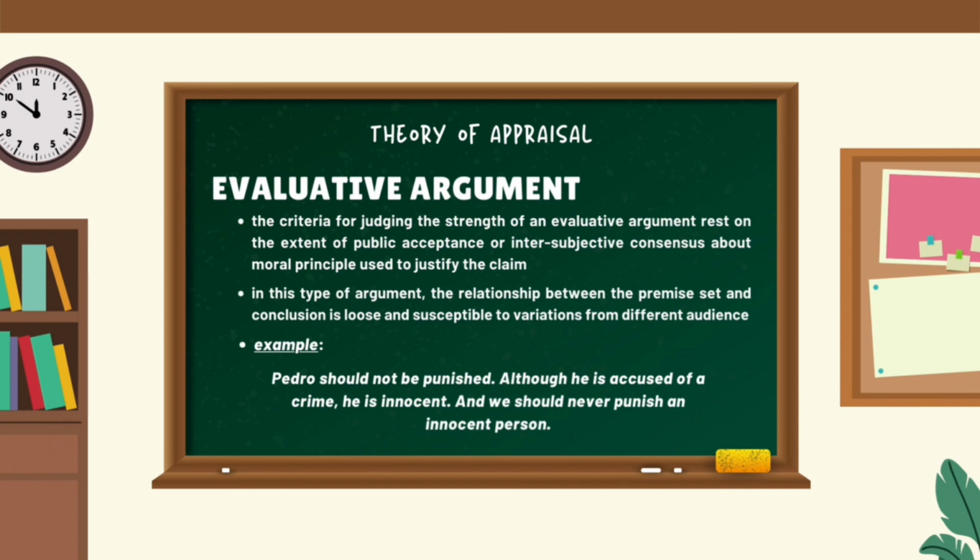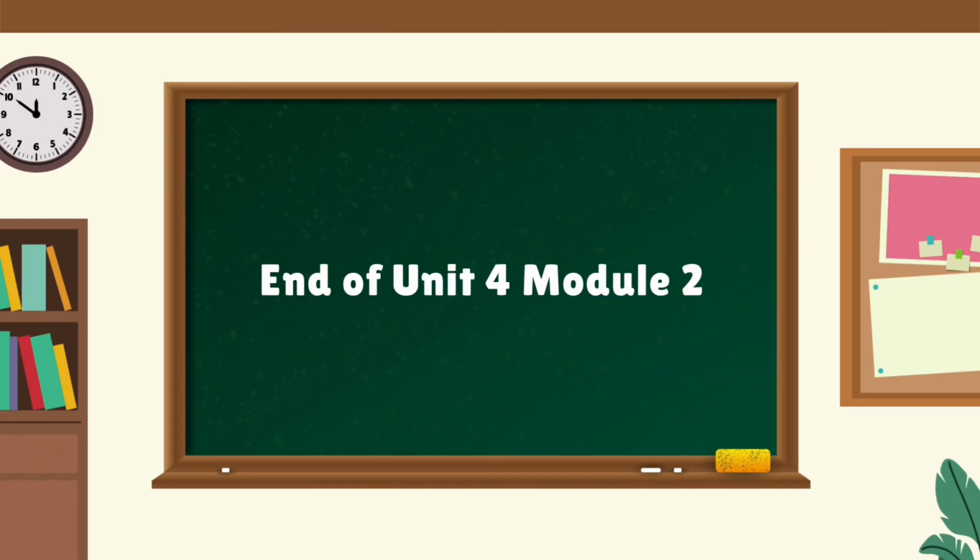To sum up, conclusions of empirical arguments come from hasty generalization, while conclusions from the analytic argument come from its analytic definition or some well-formed formula of some formal science. And for the evaluative argument, its conclusion is based on the extent of public acceptance. And with that, we have reached the end of Unit 4, Module 2. Now, just a quick recap.